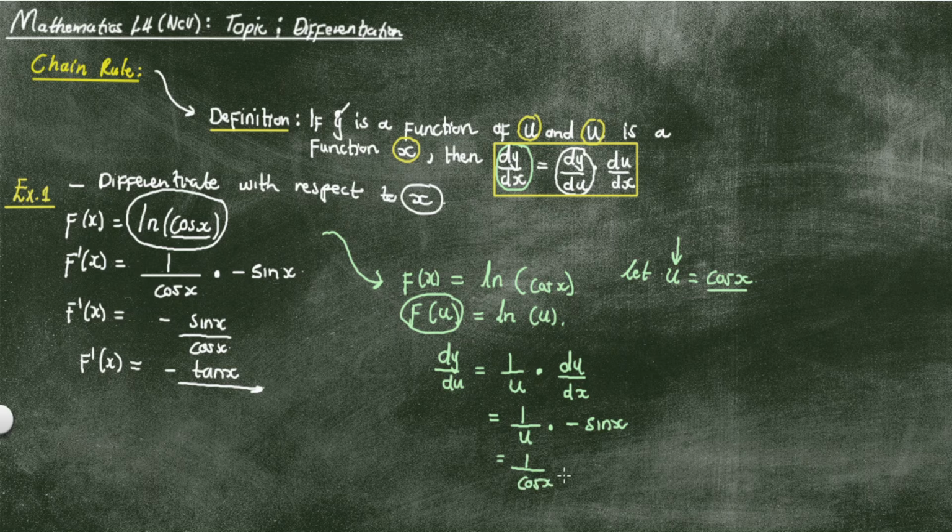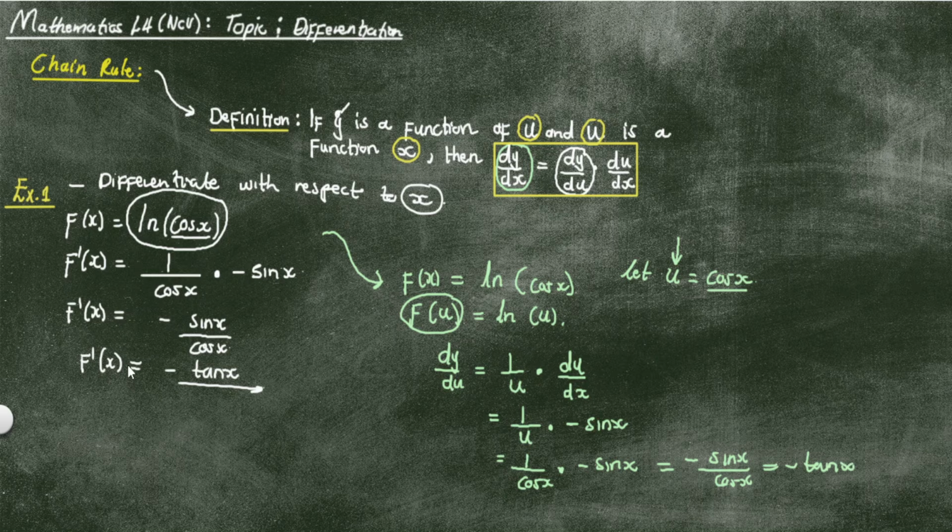I feel like I'm confusing myself, but bear with me. Simplifying this further gives us minus sine x over cos x. This is now equal to minus tan x. So this is our derivative.